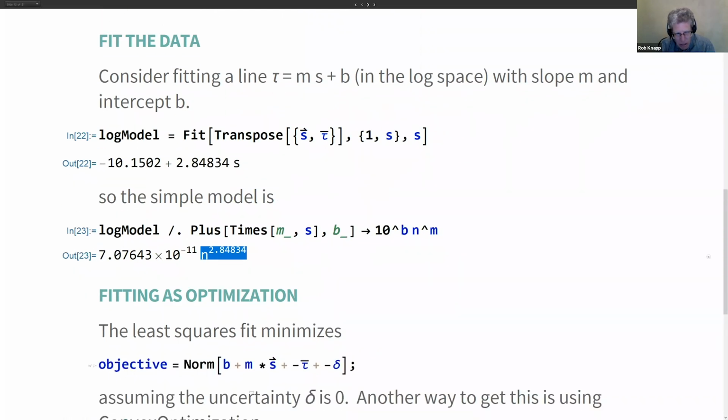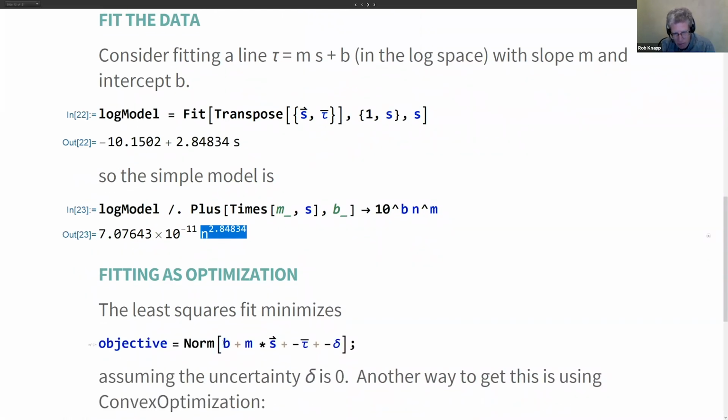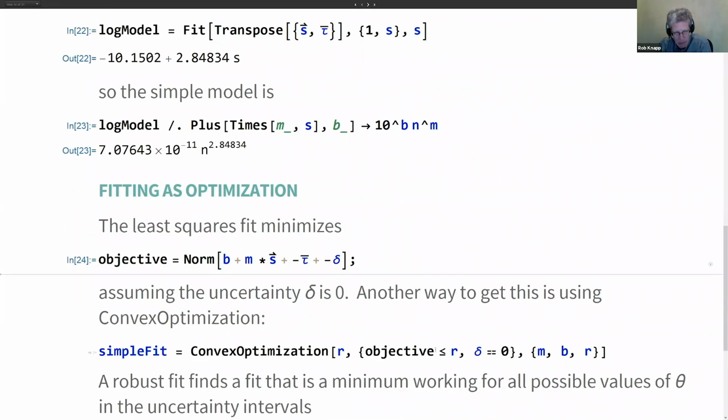So now let's look at fitting as optimization. Let's take an objective function, where this is going to be the slope of my fit, this is going to be the intercept, and these are the points in log n space. This is my tau bar, the means, and I also want to consider an uncertainty delta, which is going to be bound by those uncertainty models I found before. So this is my objective. And the simple fit I found before is basically the case where delta equals 0.